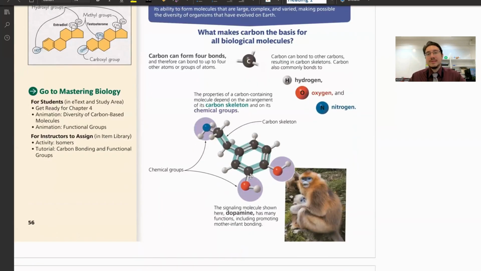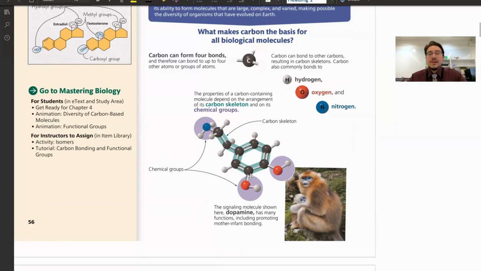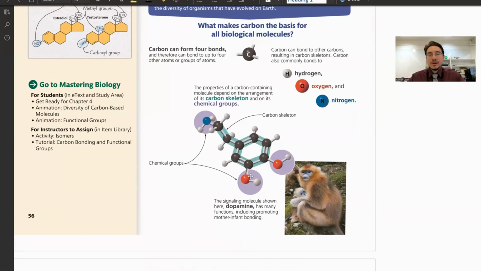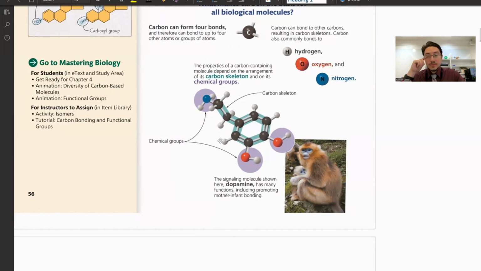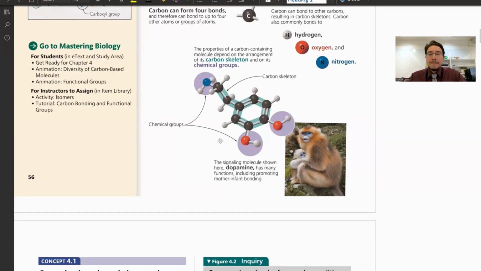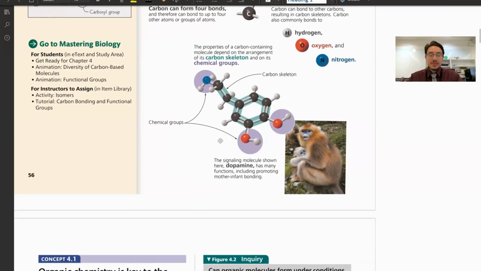So what does carbon have that makes it so special? Some key things we're going to talk about is that carbon can form four bonds. It can bond to other carbons, and it could bond, of course, to other atoms. Commonly, it bonds to hydrogen, oxygen, and nitrogen. And some of these interactions create chemical groups. And carbon being able to bond to itself can create carbon skeletons, right?